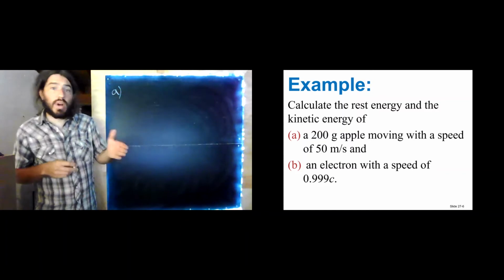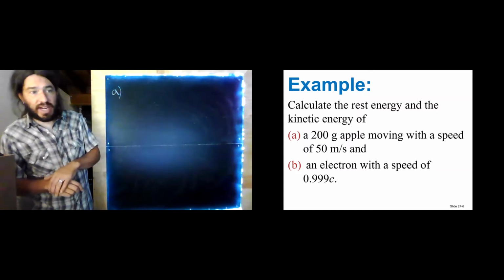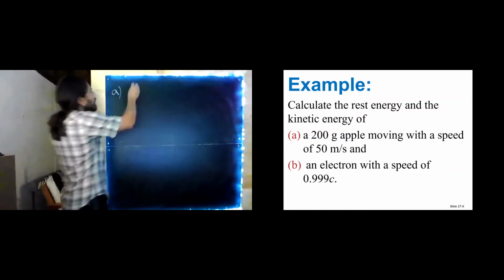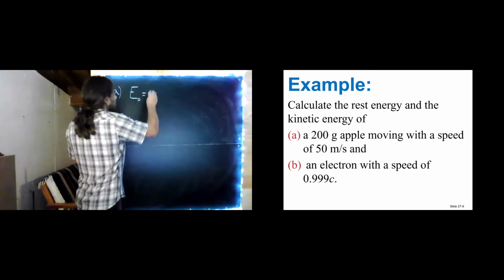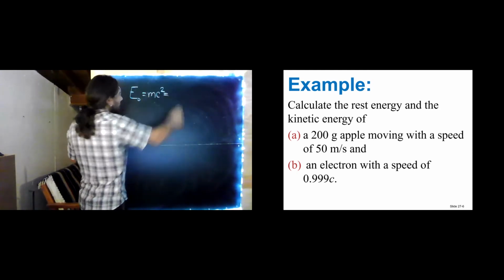Okay, well, first of all, what is the rest energy of a 200-gram apple? Well, the rest energy is simply mc squared.